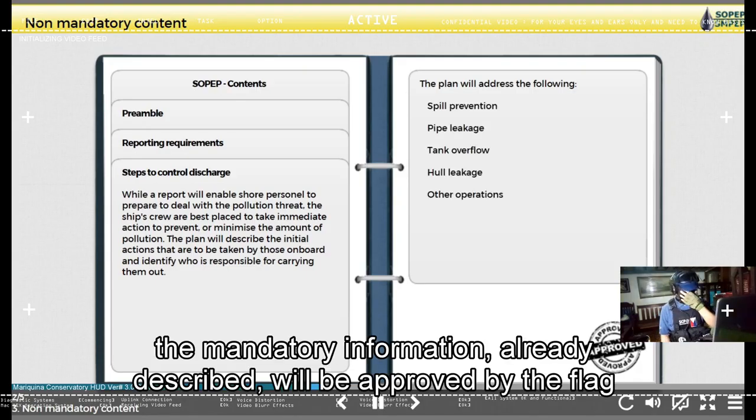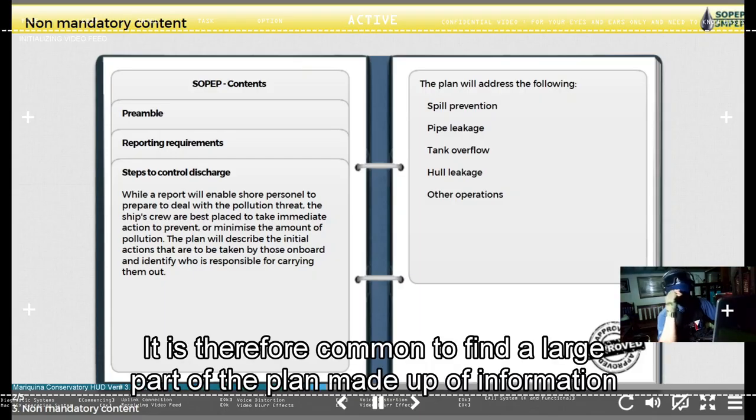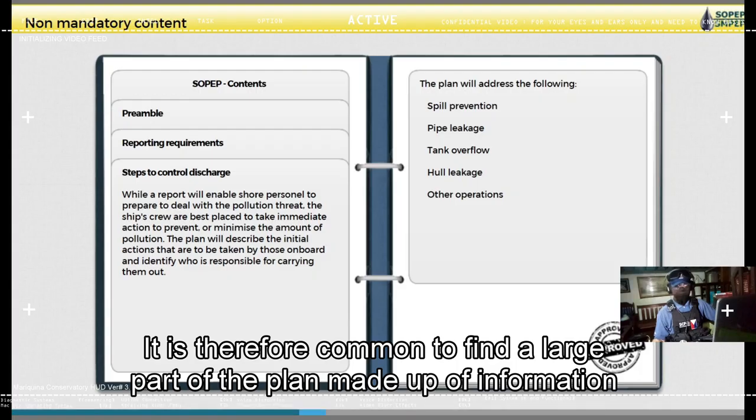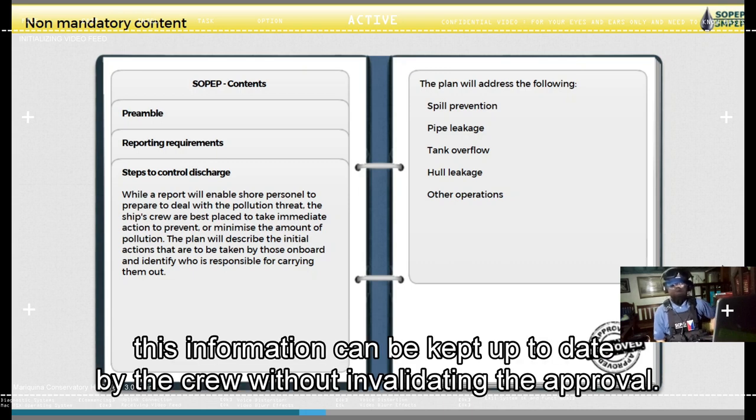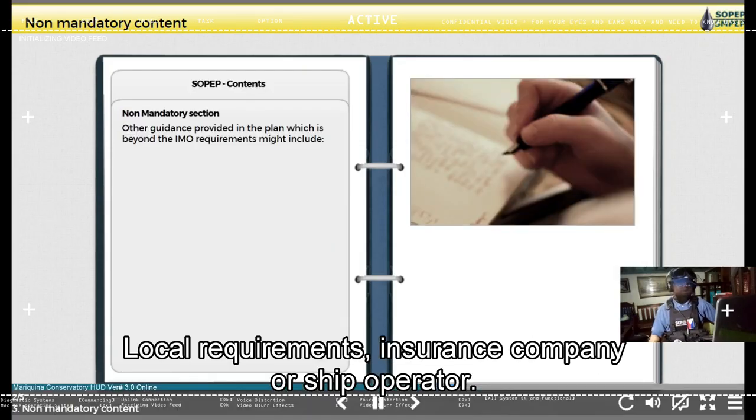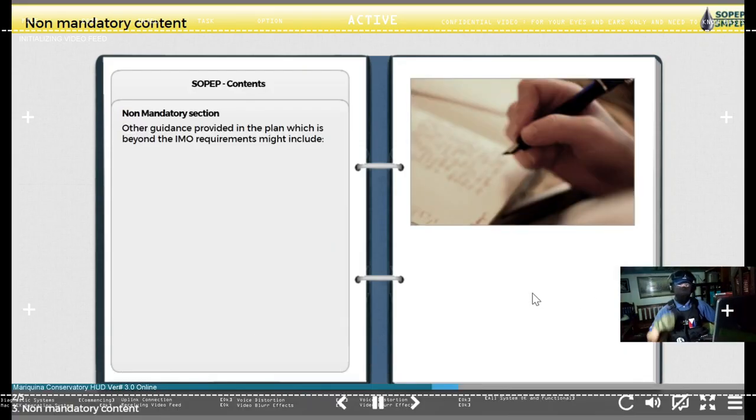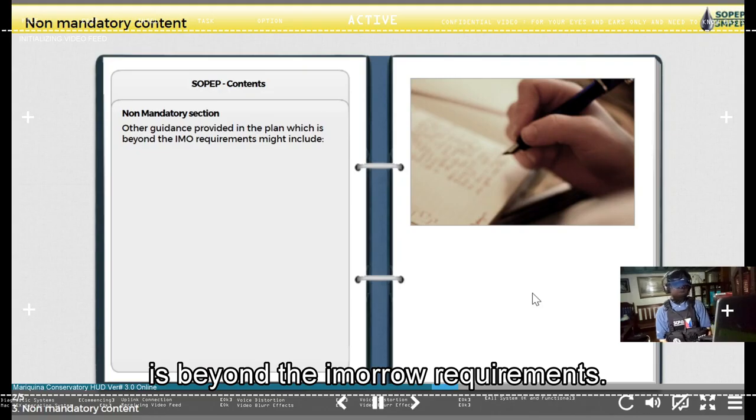The mandatory information already described will be approved by the flag state and difficult to change. It is therefore common to find a large part of the plan made up of information which is important but outside the approved section. This information can be kept up to date by the crew without invalidating the approval. Local requirements, insurance company or ship operator policies may also require that other guidance be provided in the plan which is beyond the IMO requirements.